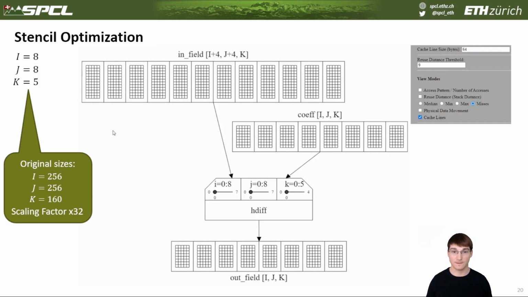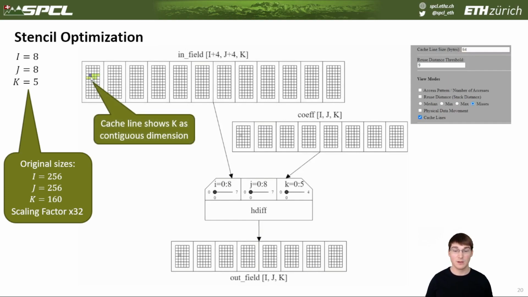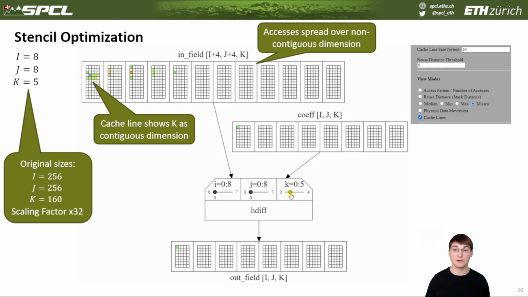And so in this case, we use a scaling factor of 32 that scales the parameters down to the values that we see here. And now if we use the cache line overlay, we can see that this actually shows us the data layout in memory, giving us that k in the input container here is the contiguous dimension in memory. Now, if we use the sliders in our parallel region to visualize the access pattern for each loop iteration, we can actually see that each loop iteration accesses data that is spread across a non-contiguous dimension. So this makes very poor use of spatial locality.